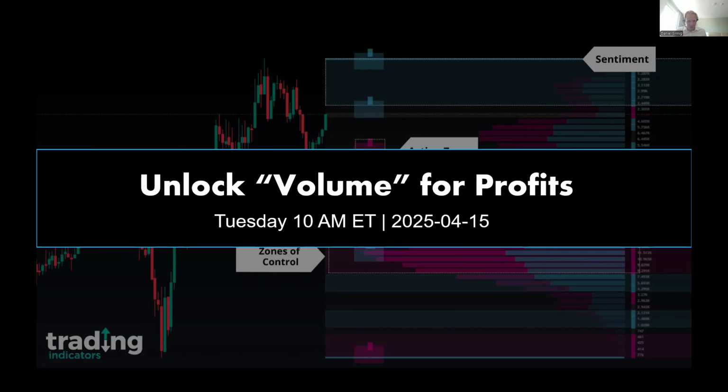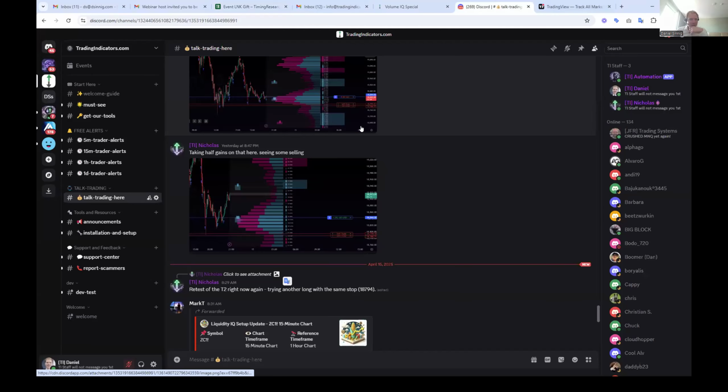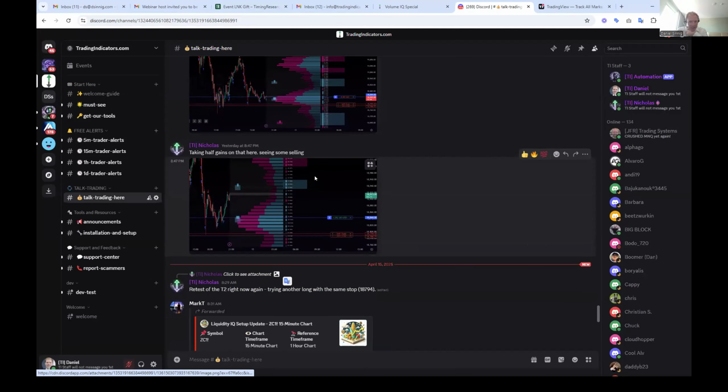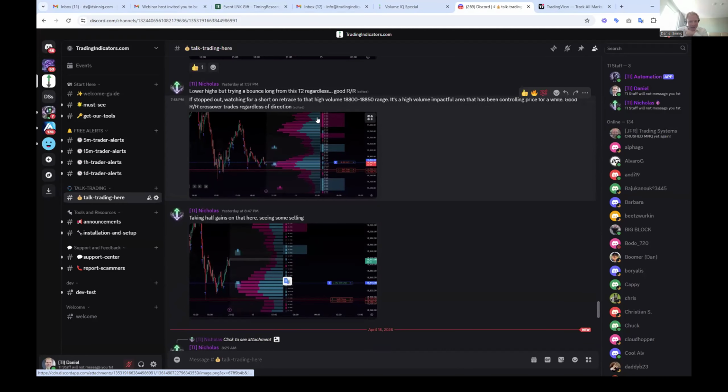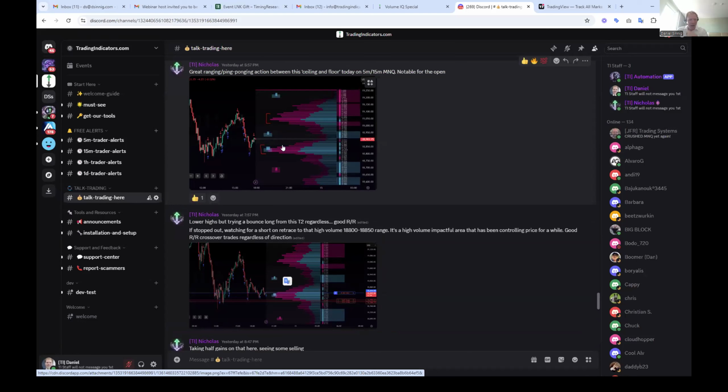We have a Discord channel where we post all our setups every single day, and you can see it here on the right-hand side. The volume profile indicator is on every single setup that we're posting, no exceptions. So how this indicator works and how we use it for trading, and what some interesting day trading setups are, let's get started and get into this.